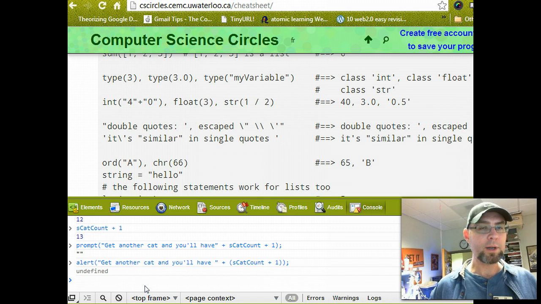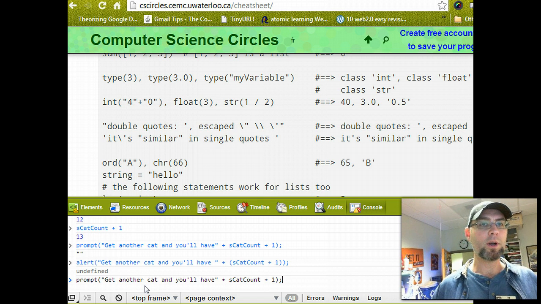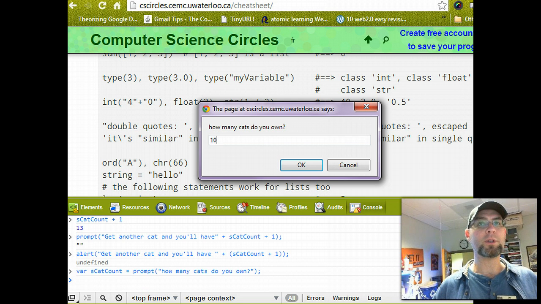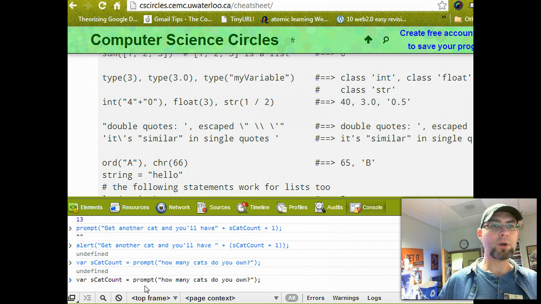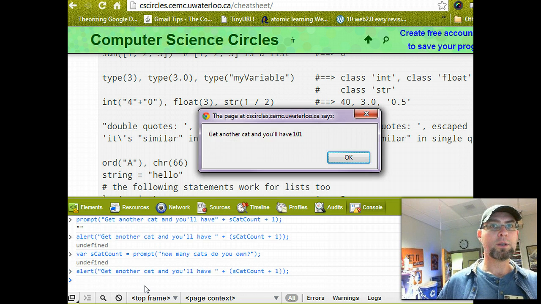So what happened in the first place? We'll prompt, how many cats do you own? And I'll put 10. I mean, less and less cats, they're all dying. And now I have S cat count. And then I go prompt the alert, and now it says 101. So now it's broken again. What the heck, right? So it seems that it sometimes is arbitrary.